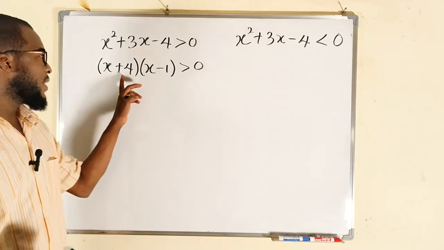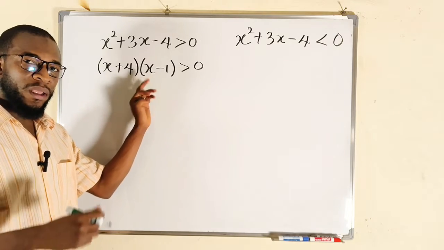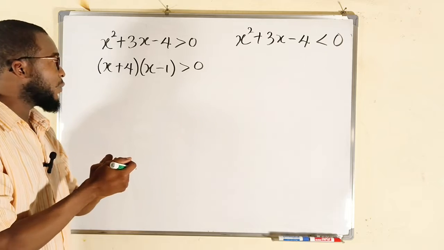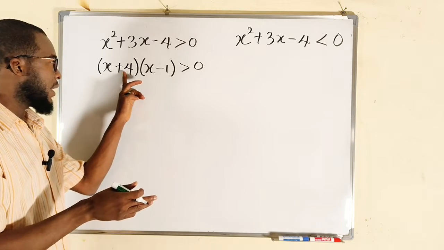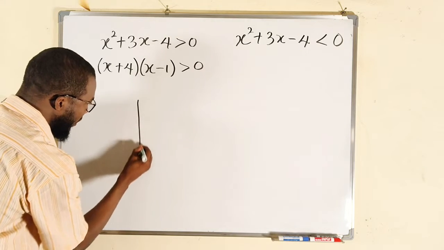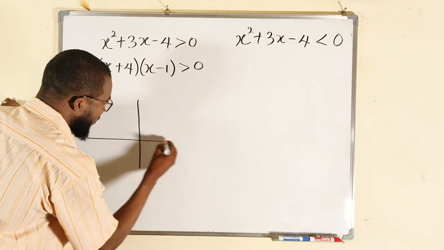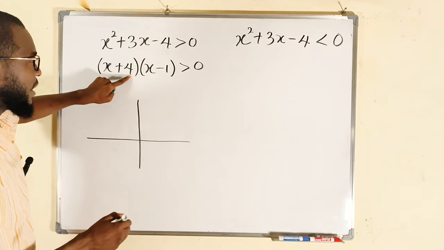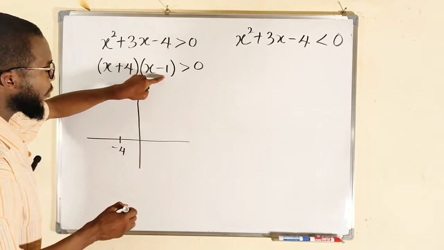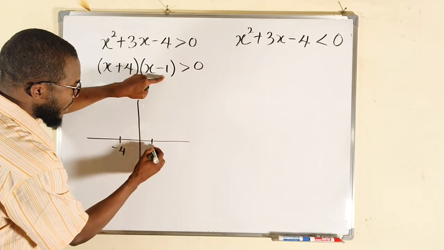You know the roots will be -4 and +1. The moment you take 4 and -1 to the other side of the equation, they will change sign. This will become negative and this will be positive. So if I have y and x axes like this, we shall locate -4 here, this is -4 to the left, and +1 will be somewhere here, right?